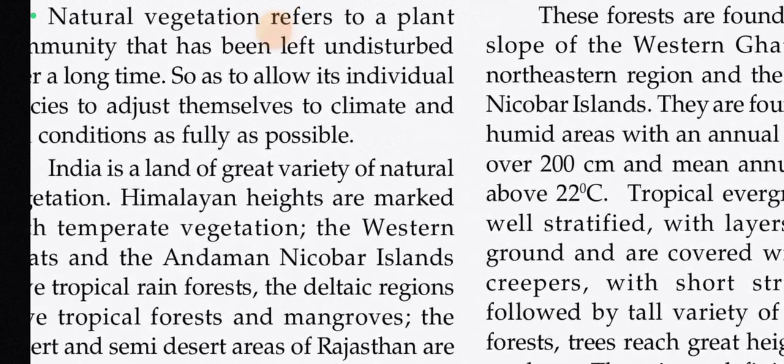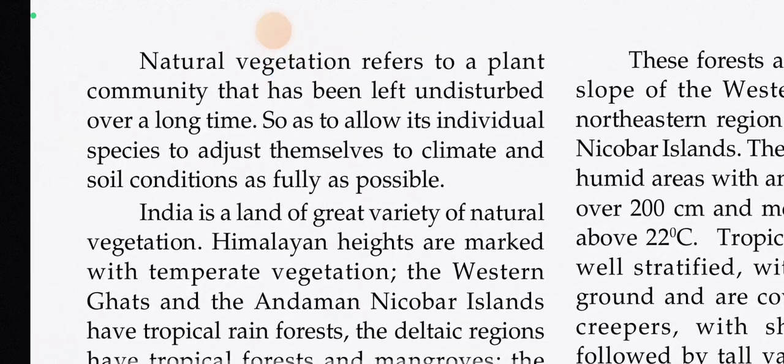Natural vegetation refers to a plant community that has been left undisturbed over a long time, so as to allow its individual species to adjust themselves to climate and soil conditions as fully as possible.